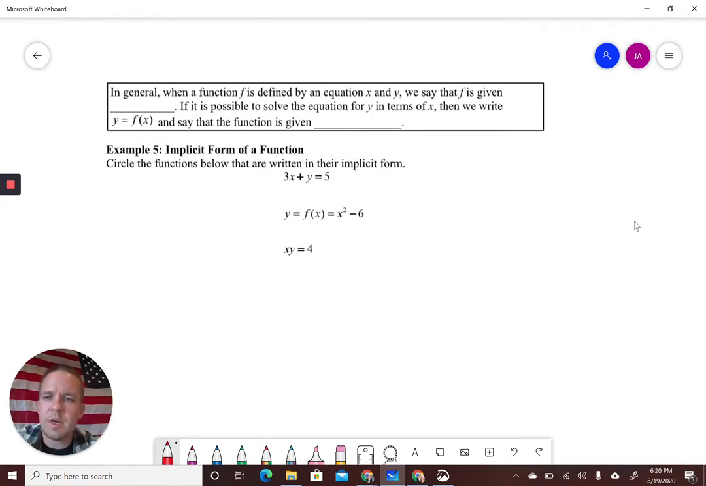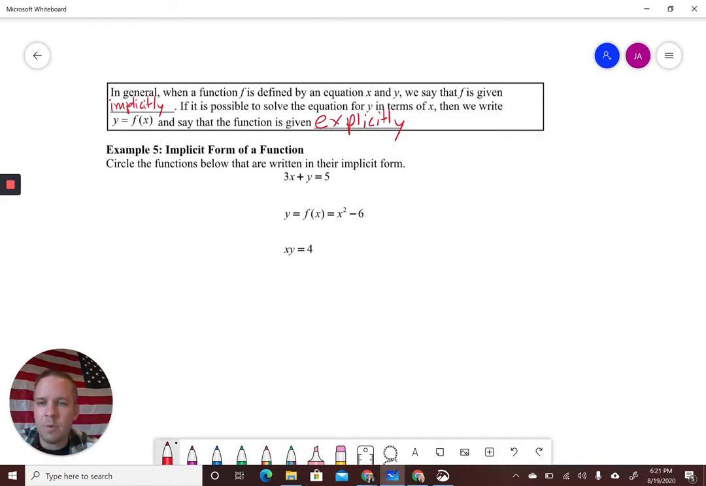So this next one, we're going to be talking about implicit versus explicit form. When a function f is defined by an equation in x and y, we say that f is given implicitly. Implicitly. That's fun. All right. If it is possible to solve that equation for y in terms of x, like your normal looking equation that's easy to throw into your TI-84 Plus calculator, it's easier to work with. Then we write y equals f of x and say that the function is given explicitly.